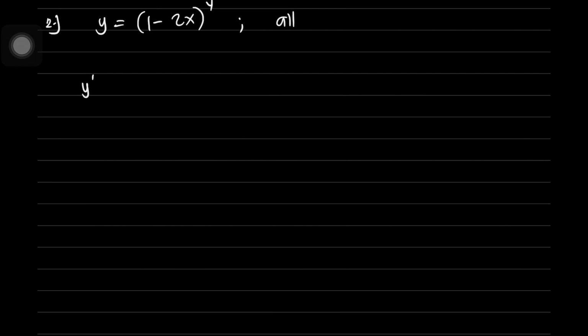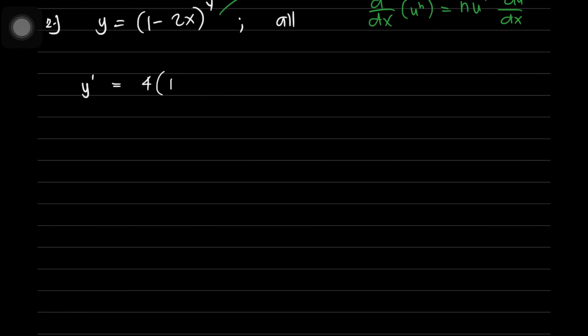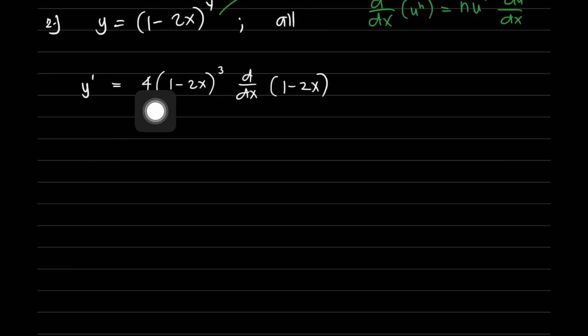And solving for y prime, this is in the form of u raised to n. All right, so this is in the form of u raised to n, and the derivative with respect to x of u raised to n is equal to n u raised to n minus 1 du over dx. So y prime would now be equal to 4 multiplied by 1 minus 2x raised to 3 multiplied by the derivative with respect to x of 1 minus 2x. All right, so n u raised to n minus 1 du over dx.